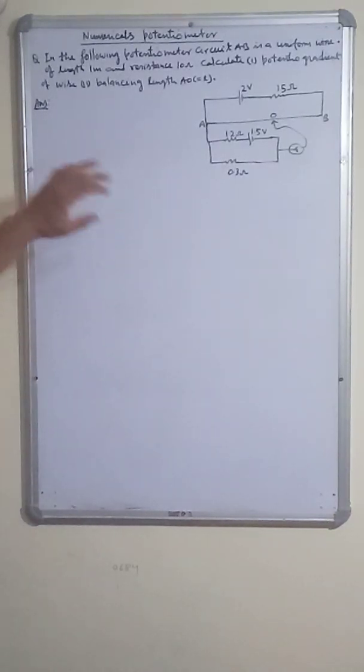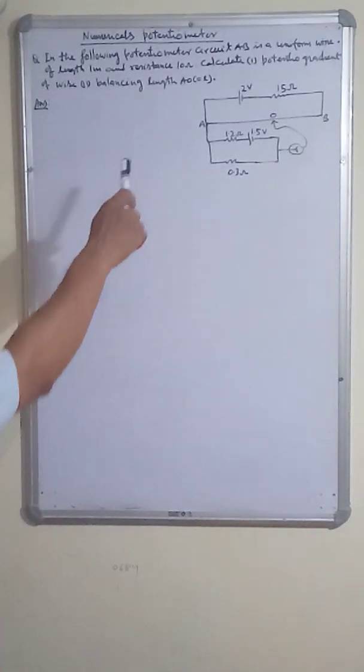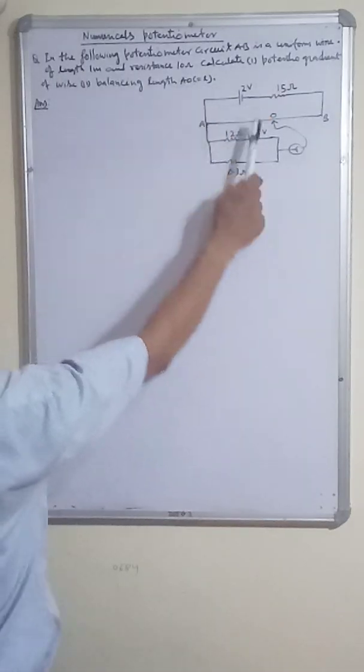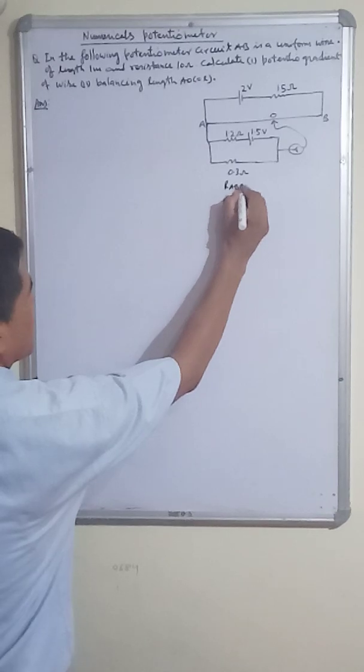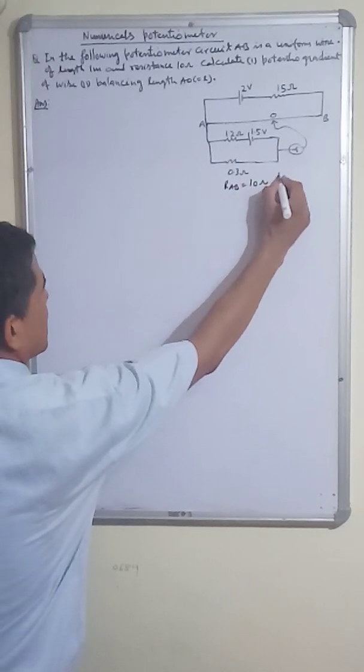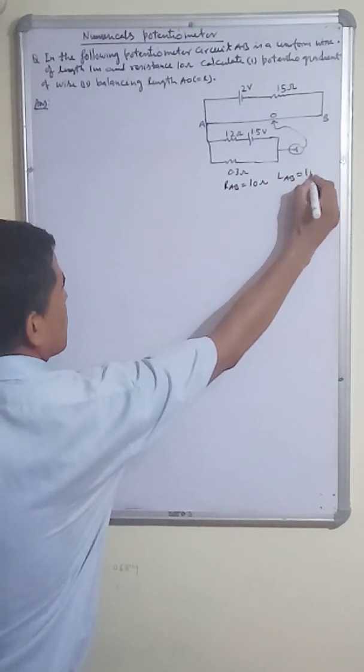Good morning students. Here we are going to solve one numerical problem related to the potentiometer. Here we have a potentiometer with a battery of 2 volt and a series resistance of 15 ohm, and the wire of the potentiometer has a resistance of 10 ohm. This wire AB has resistance RAB of 10 ohm, and the length of AB is 1 meter.